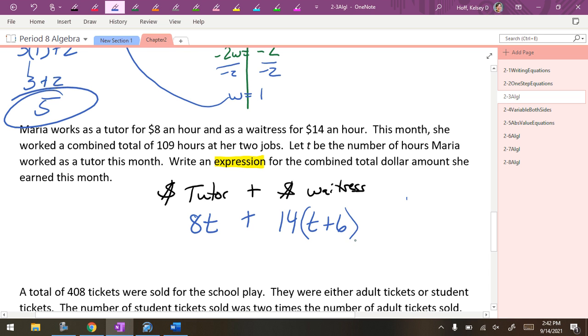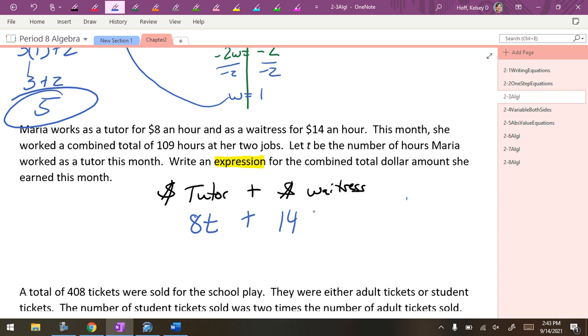Like this? Where's T plus 6 come from? So T plus 6 would be your hours plus 6. I see what you're saying. I see where your 6 comes from. How many hours does she work as a waitress? No, that's how much money she makes per hour. How many hours does she work as a waitress? You know.